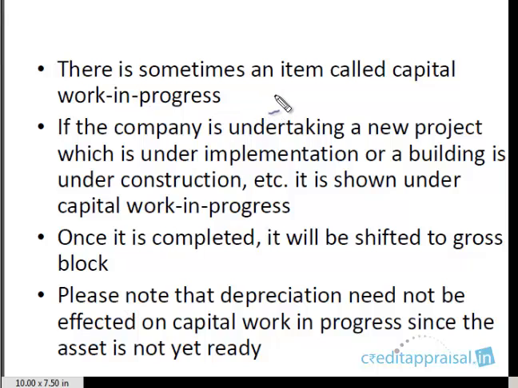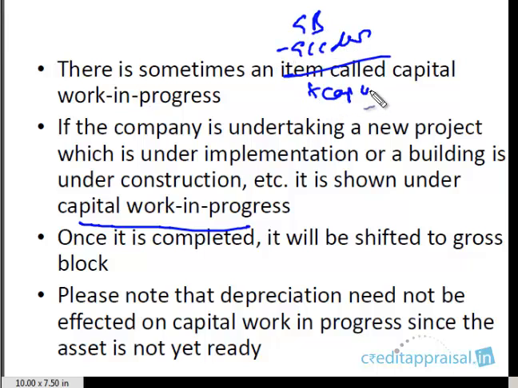We discussed briefly about capital work in progress. Work in progress is something where the work is going on. A company may be taking up an expansion project. It is not yet completed and under progress, so it is known as capital work in progress. This is shown as a separate item: gross block minus accumulated depreciation plus capital work in progress.